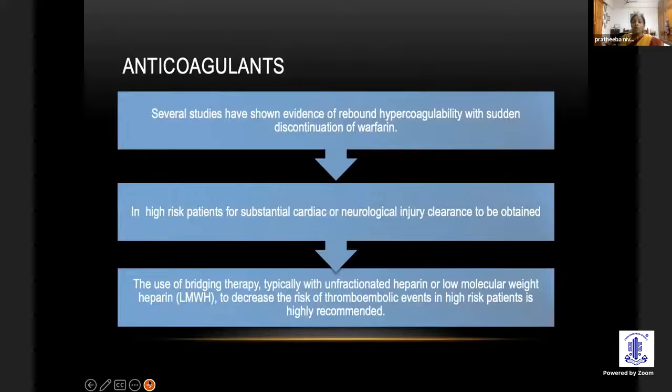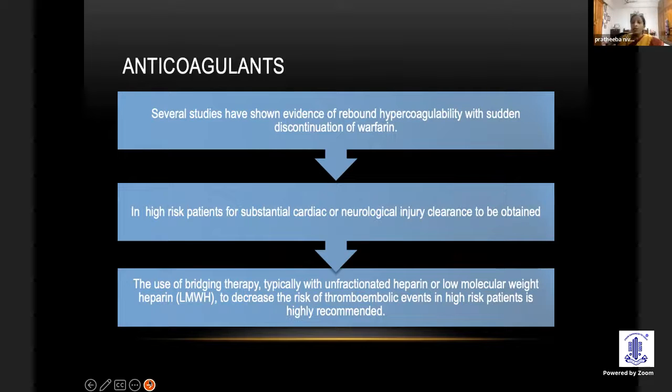And when we talk about anticoagulants like warfarin, heparin, and vitamin K antagonists, people are given these medicines to prevent thromboembolic episodes. These medicines prevent a thrombus, and so they cause increased bleeding tendency on table if they are not stopped. But several studies have shown that if these medicines are stopped abruptly, they can cause a rebound hypercoagulability. So in high-risk patients, proper clearance should be obtained from their treating physician.